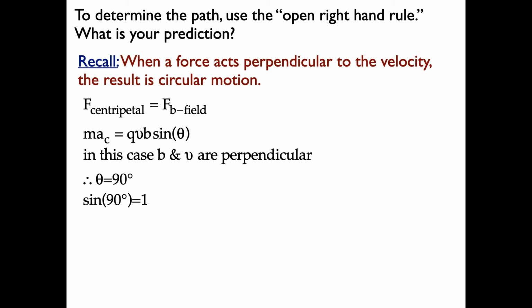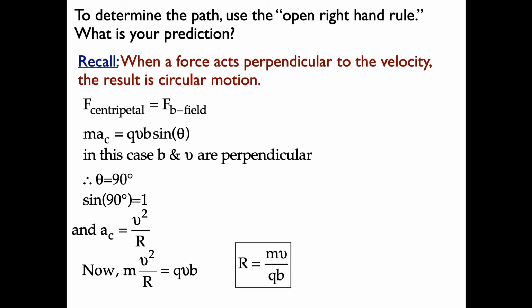And with circular motion, m a_c, well, the a_c we can represent with v squared over r. That's the velocity squared divided by r. So now making that substitution, that gives me mass times v squared over r is equal to qvB. And a helpful relationship is actually to isolate r in this equation. If I do that, I get that the radius is equal to the momentum divided by qB.